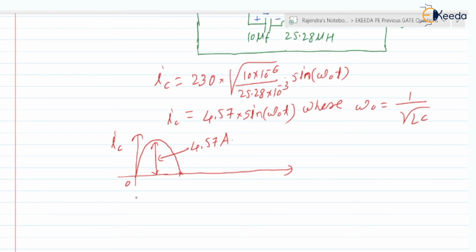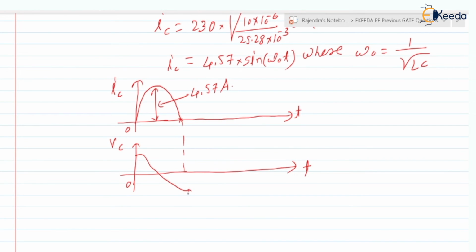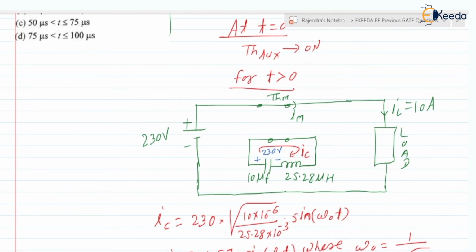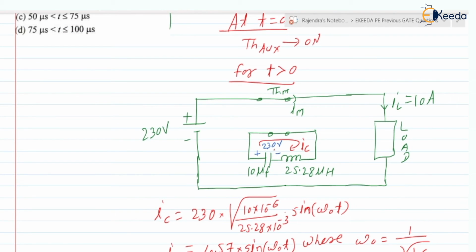And how will the VC waveform be? It will be like this. The capacitor is discharging through the auxiliary thyristor and it will be charging to the reverse polarity. So the capacitor voltage will change from 230 to minus 230, this is the minus 230 volt, this is the plus 230. This is the capacitor voltage which is discharging. Here the capacitor will be charged to the voltage of minus 230 volt. So the capacitor discharges and charges to the reverse polarity.